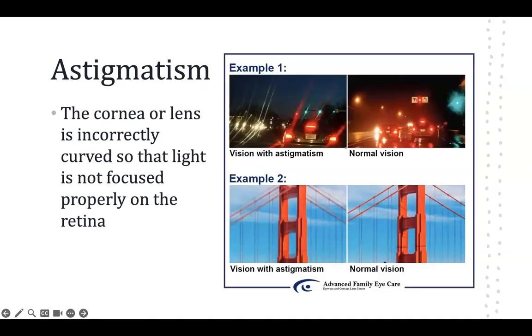There's also astigmatism, which is where the cornea or the lens is incorrectly curved so that light is not focused properly, causing that kind of double vision that somebody may experience with astigmatism. And so you can see again on the left what it looks like with astigmatism, and then on the right what it looks like without astigmatism. So that double vision and those light lines when it's dark out may be a sign of astigmatism, and so something to look into.